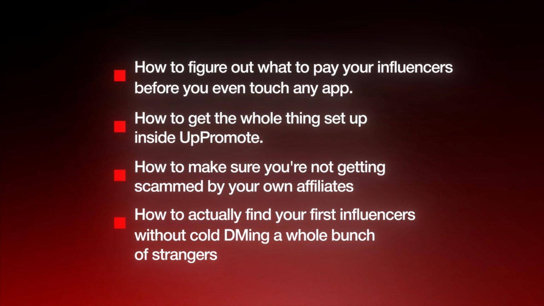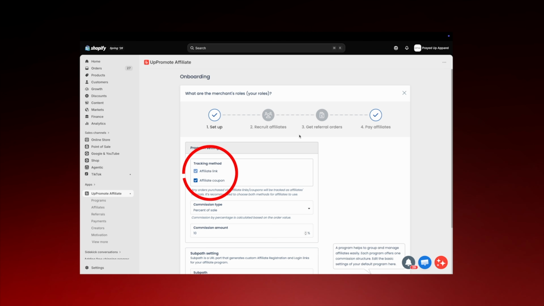waste any more time. Now, here's something most people completely skip, and it kills their program before it even starts. They install the app first, they set up the links, the portal, the whole thing. And then they get to the commission field and they basically just guess. They type in 10% and move on. That guess is either going to make you lose money or make your program so unattractive that no influencer actually wants to join. So before you touch UpPromote, before you even open the Shopify app store, you need to figure out what you can actually afford to pay.